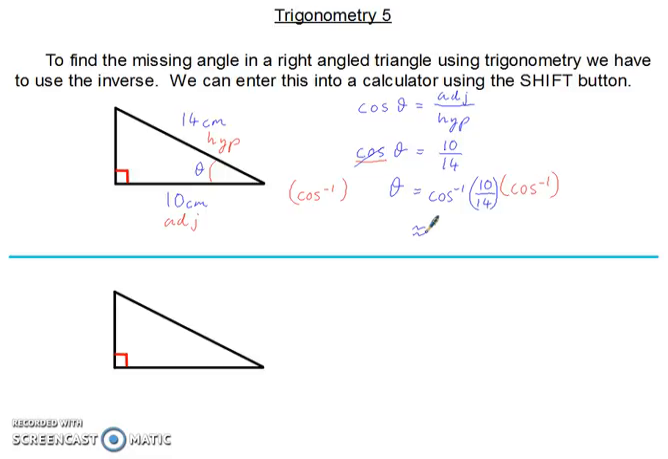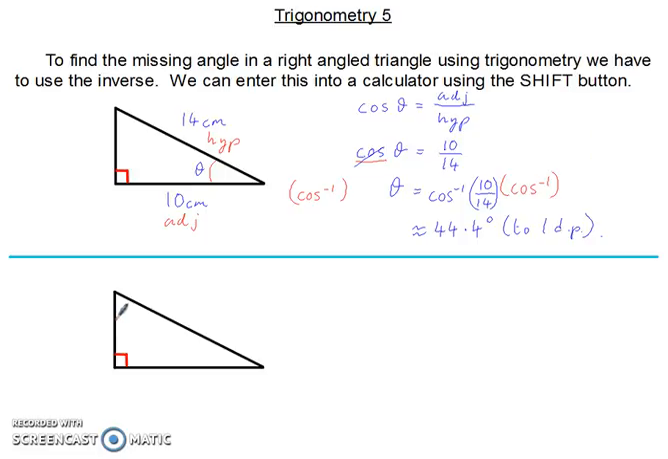So here we go, let's enter it into the calc. Cosine, use the fraction button, 10 divided by 14, equals, and we get 44.41 degrees. That rounds off to 44.4 degrees to 1 decimal place. Like I say, we normally use 1 decimal place for angles. Right then, quite straightforward. Do some more practice.